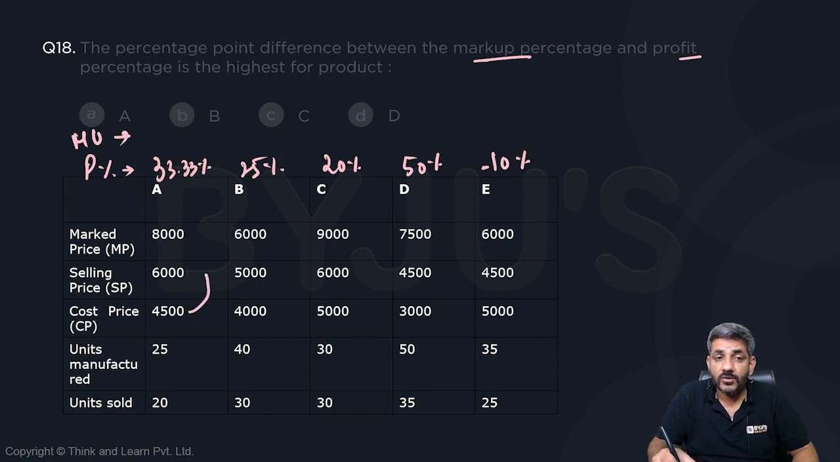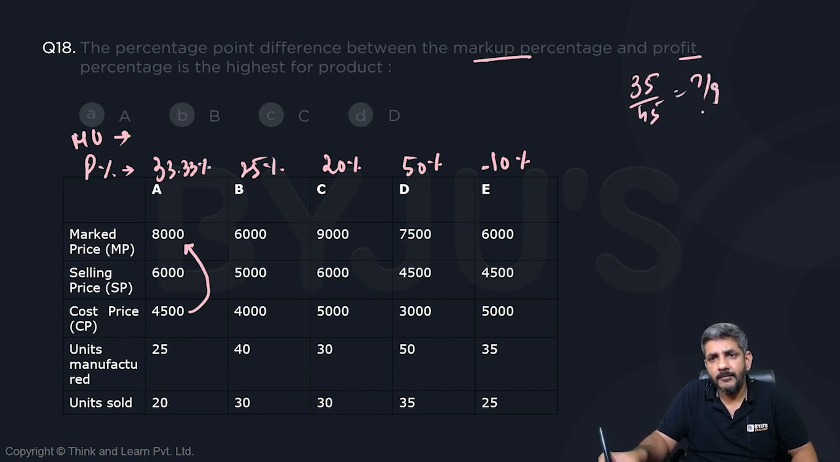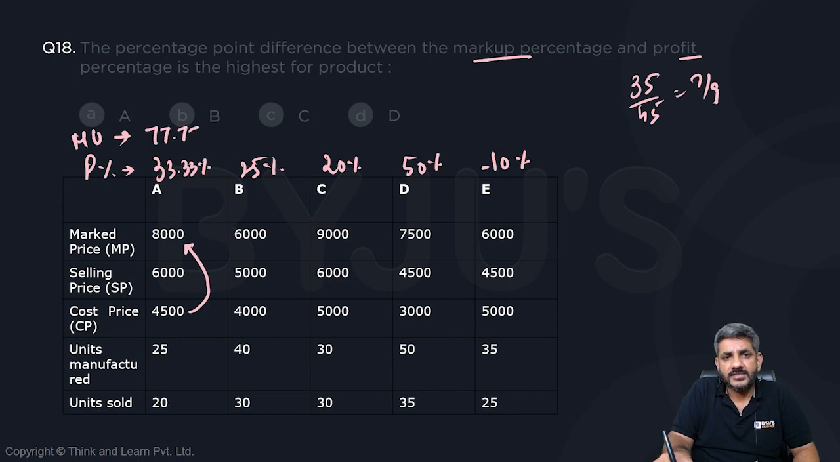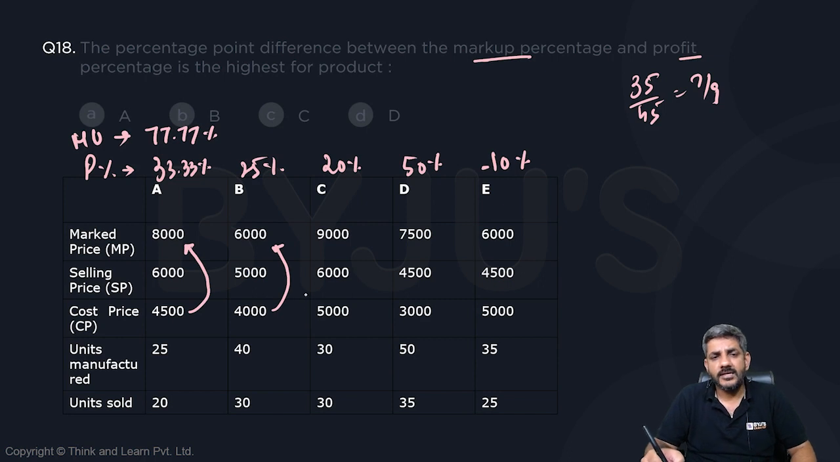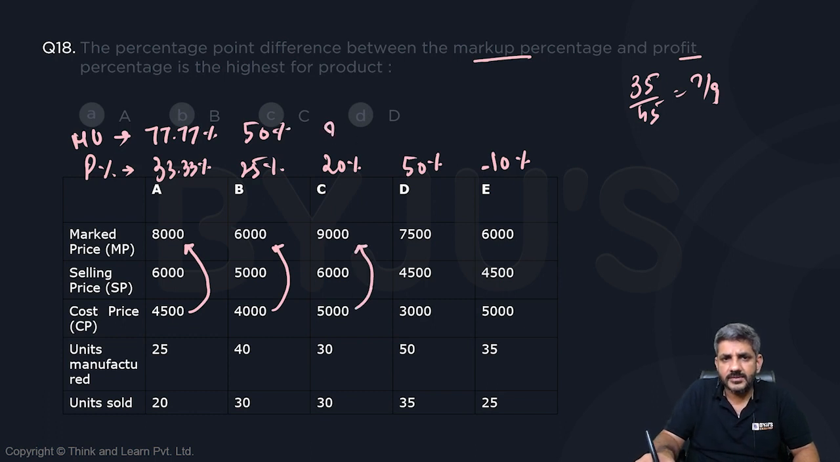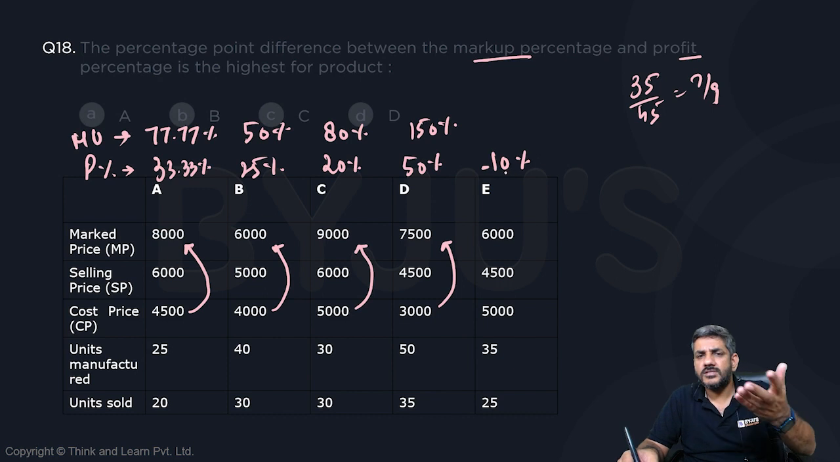Markup is with respect to cost price, how high is the marked price. So 8,000 is 3,500 more than 4,500. So it is 3,500 divided by 4,500, which is 35 by 45 or 7 by 9. And 7 by 9 is 77.77% for B. It is how much more? It is, I think, 50%. Yes. Then the next case, it is 80%. Next case, it is a good 150%, and E anyways is not there in the options.